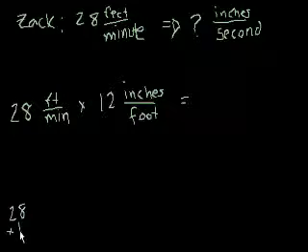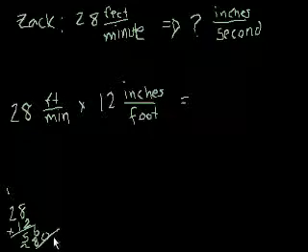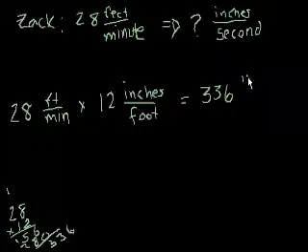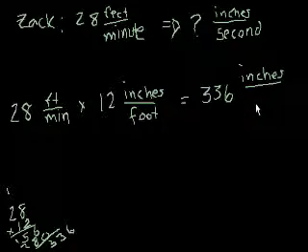28 times 12, well, 56, and then 280. I probably shouldn't be doing it this messy. And this kind of stuff, it'd be okay to use a calculator, although it's always good to do the math yourself. It's good practice. So that's 6, 5 plus 8 is 13, 336. So that equals 336 inches per minute.